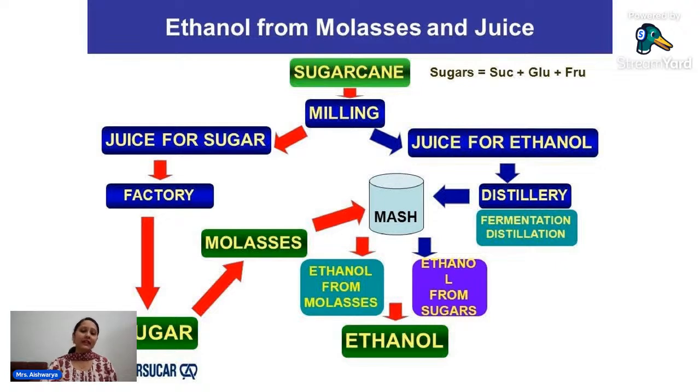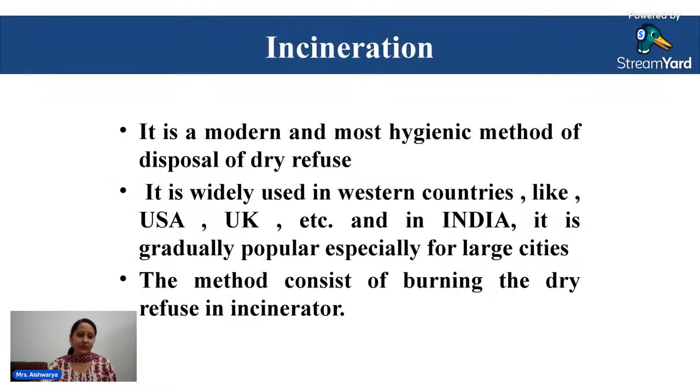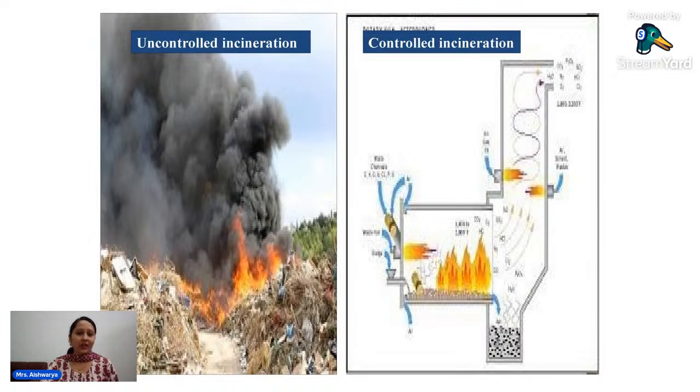Next is our incineration process. It is a modern and most hygienic method for disposal of dry refuse. It is widely used in Western countries like USA, UK, etc. And in India, it is gradually becoming popular, especially for large cities. The method consists of burning dry refuse in an incinerator. So as we can see in the pictures, the uncontrolled incineration and the controlled incineration process.